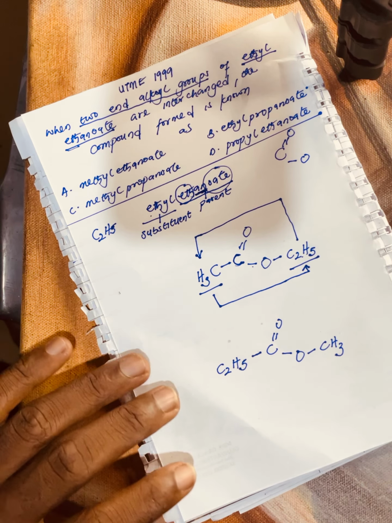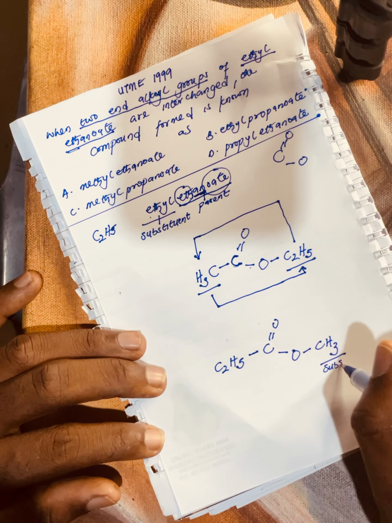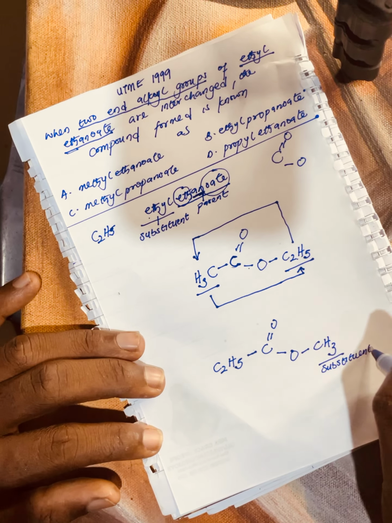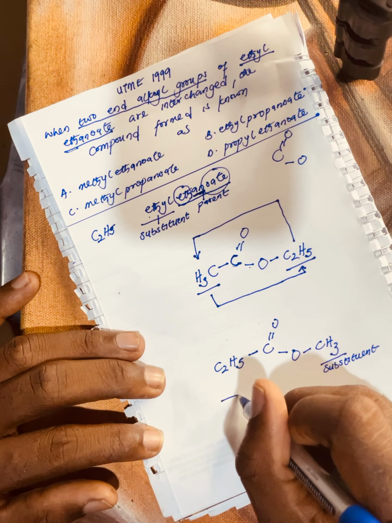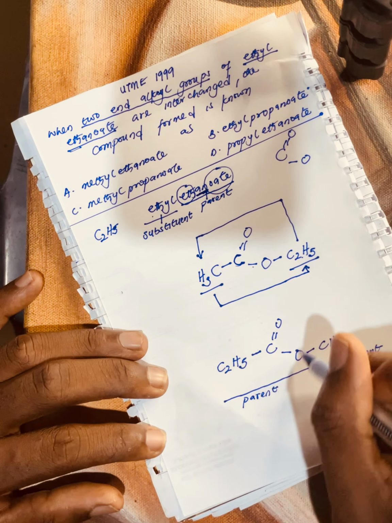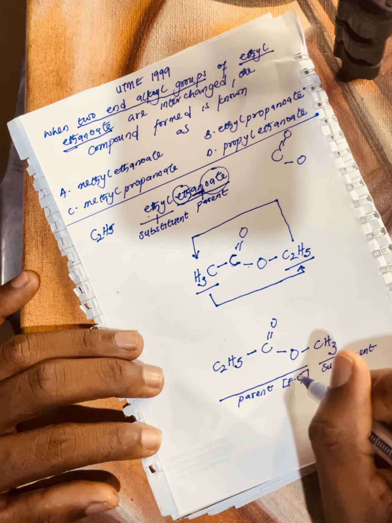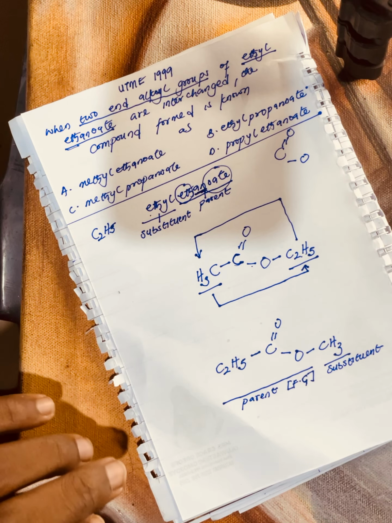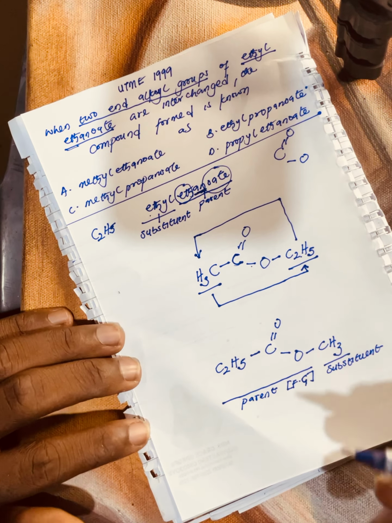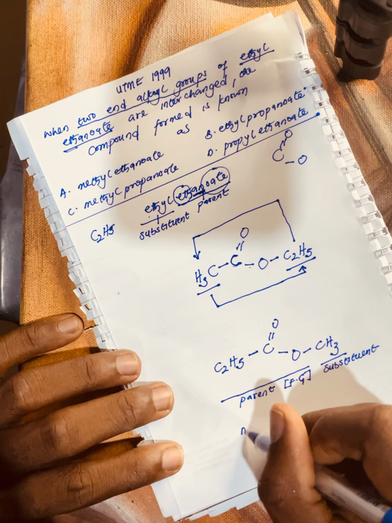So in naming, remember this right here is the substituent, and this whole lot here is the parent. It is the parent because it is carrying the COO, which is the functional group. So the parent always carries the functional group. So when we want to name that, we start with the substituent here. The substituent is methyl. You see CH3. So that is methyl.